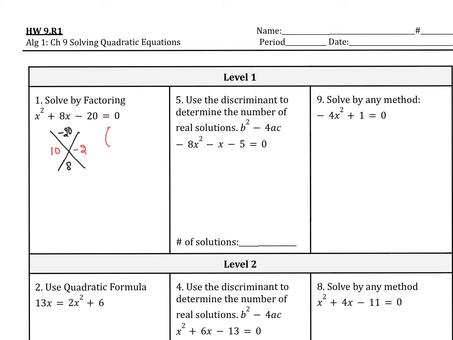And the factors are going to be (x + 10)(x - 2) = 0. Put them equal to 0 one by one, and you're going to solve for x. So the x values are -10 and 2.